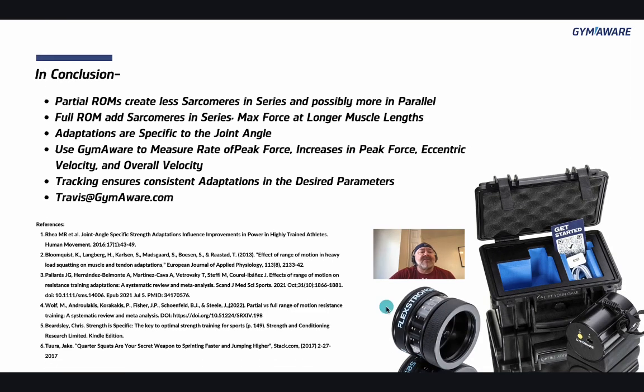In conclusion, partial range of motion is great to create fewer sarcomeres in series and possibly more in parallel. Full range of motion does quite the opposite, adding in series to max force at longer muscle lengths. Adaptations are specific to the joint angle. Use GymAware to measure rate of peak force, increases in peak force, eccentric velocity, and overall velocity. Tracking then ensures consistent adaptations in the desired parameters.